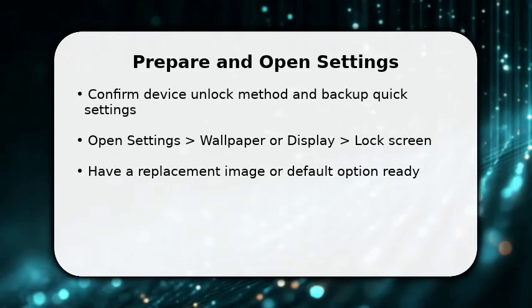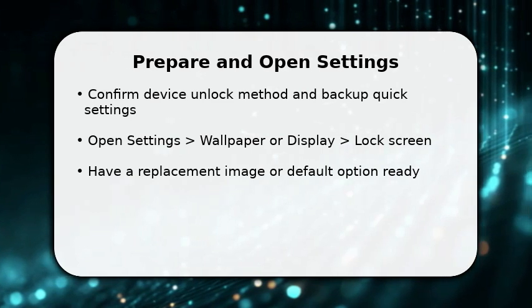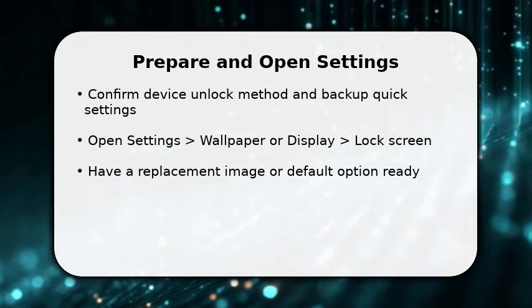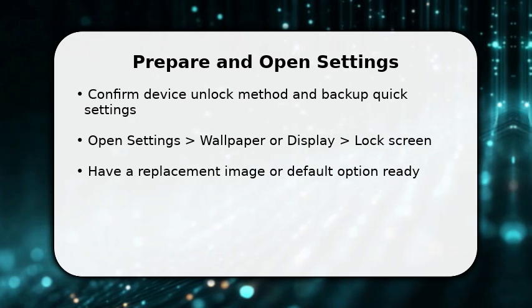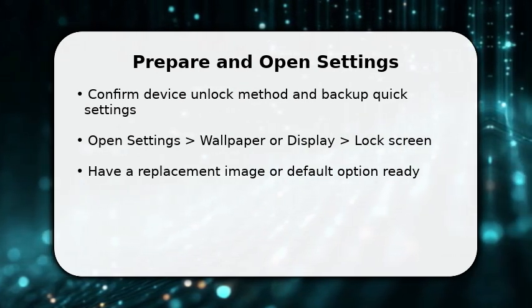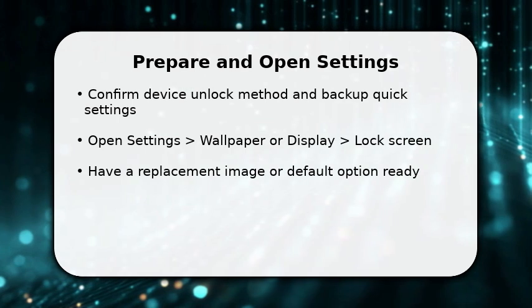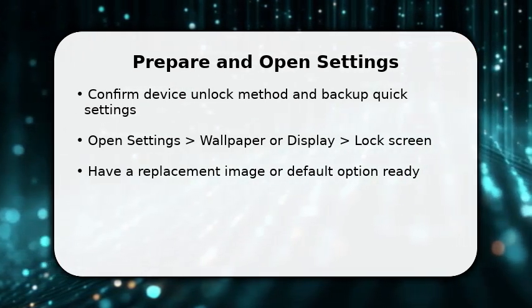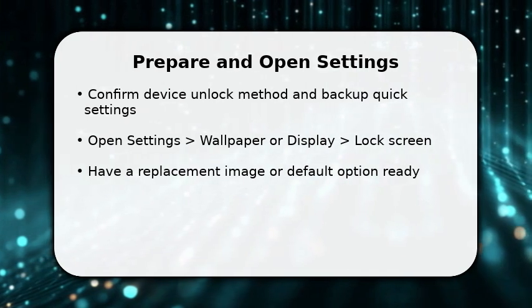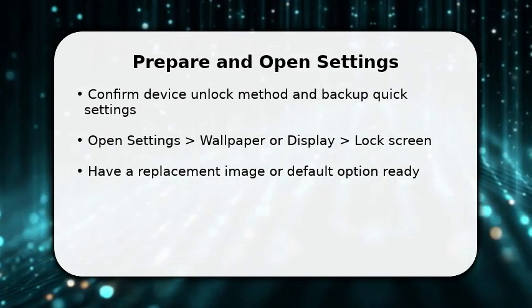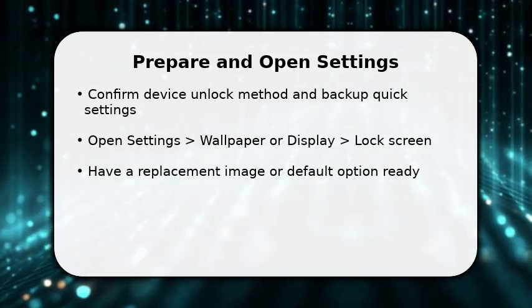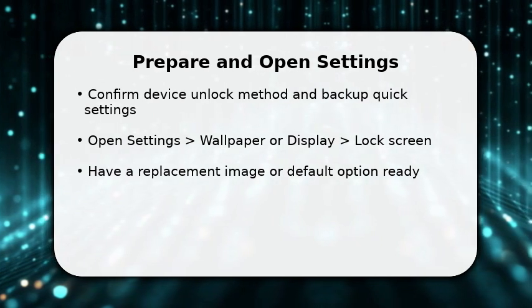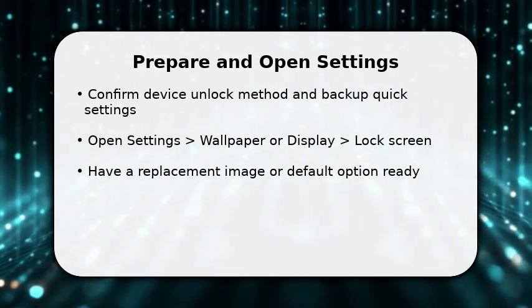You start by confirming your device is unlocked and you can change the lock screen. Open Settings, then Wallpaper or Display and tap Lock Screen. Once there, you'll see the current Modi wallpaper preview, tap Edit or Change. If you plan to restore a default, make sure the default or system wallpapers are available. If you prefer a new image, have it in Photos. This step gets you into the exact control panel where the wallpaper source and removal options live.